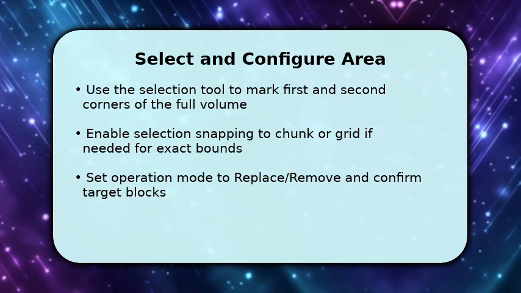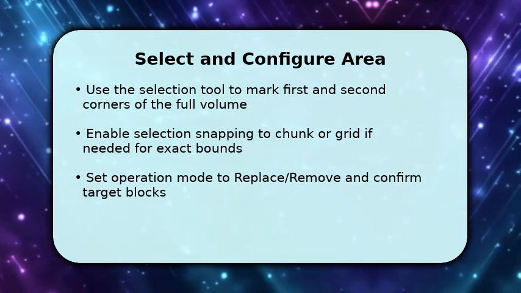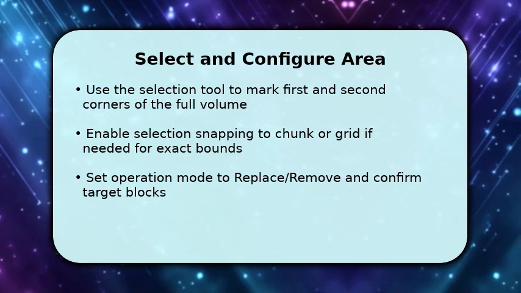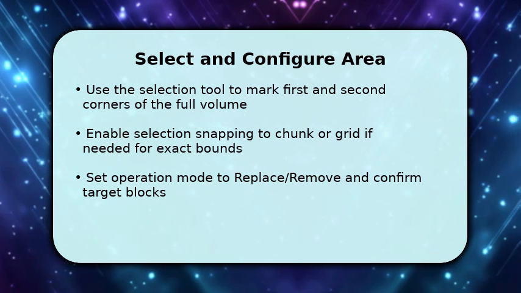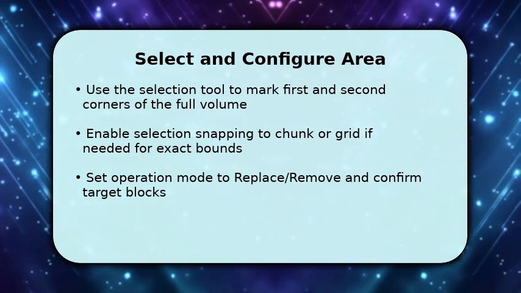Next, in the schematic control menu, choose Operation Type, set it to Remove or Replace with Air, and Preview. This step matters because it defines which blocks are affected and avoids partial removals.